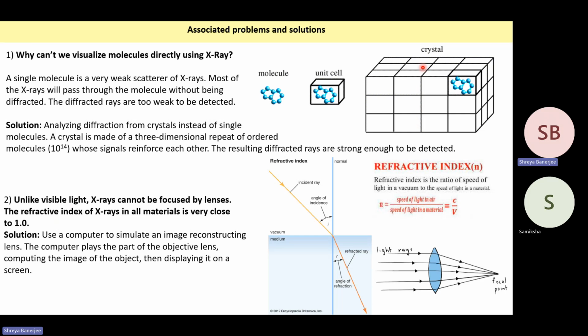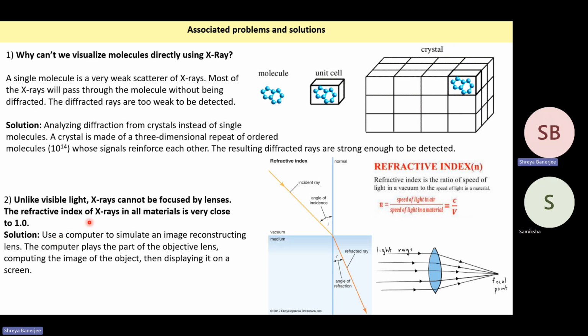And so the resultant intensity of the X-ray will be increased. So very strong diffraction patterns will be formed from a crystal compared to the molecule, which has a very weak diffraction pattern. That is why in X-ray crystallography, the first step is to crystallize the molecule.